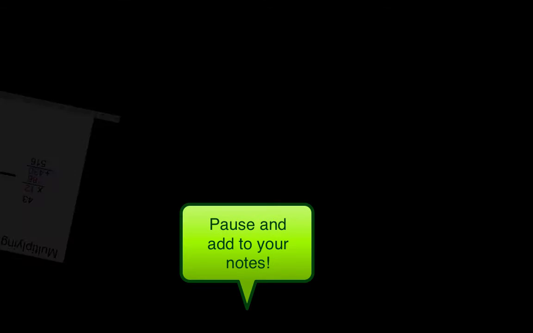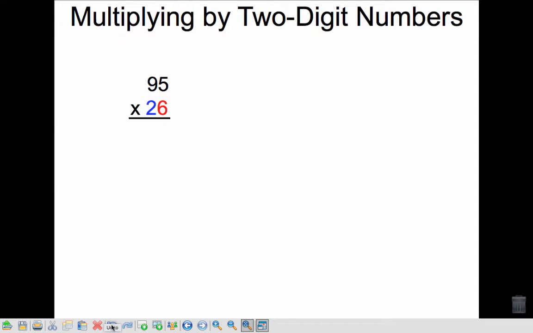Let's look at another example. Here's our next problem. 95 times 26. We're going to start off by taking 5 times 6, which is 30. We put the 0 in the ones place value. We carry the 3. 6 times 9 is 54, plus 3 is going to give us 57.